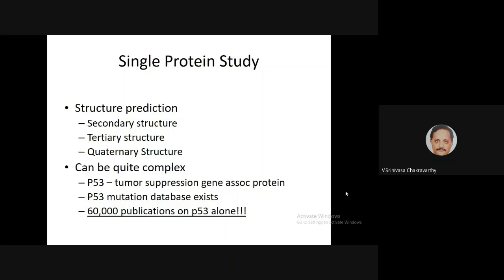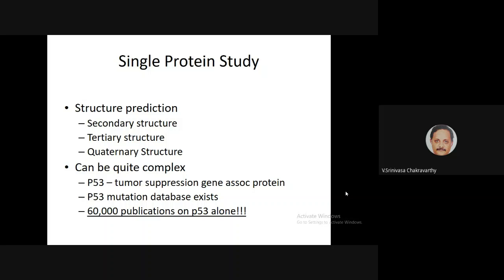If you look at a single protein study, proteins have structure at different levels. There's a primary structure, which refers to the amino acid sequence. Then the protein can fold upon itself and form different configurations: the secondary structure, consisting of alpha helices and beta sheets and all that. Then the tertiary structure, the 3D structure, and then the quaternary structure, where multiple protein subunits come together forming a protein complex. So there are levels of complexity even inside a single protein, and there's a lot to study even in a single protein.